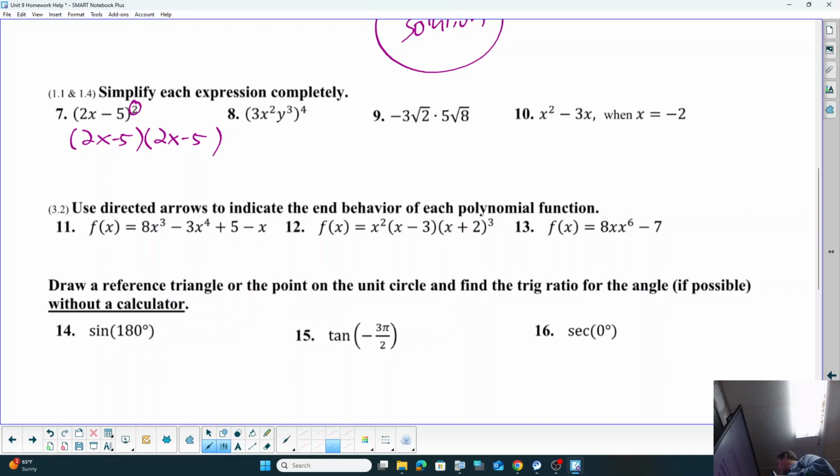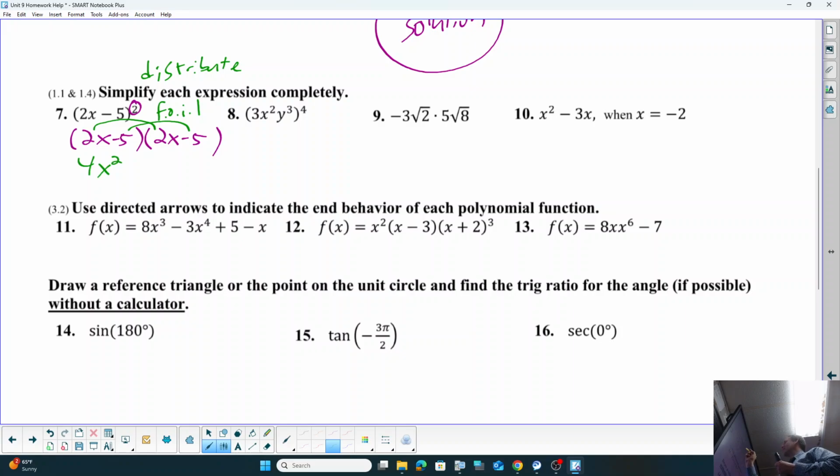So make sure that you FOIL now. Go ahead and FOIL: first, outside, inside, last. Or in other words, distribute. Go ahead and distribute. So 2x and 2x. You know this. I'm not doing this for you. You know how to do it.